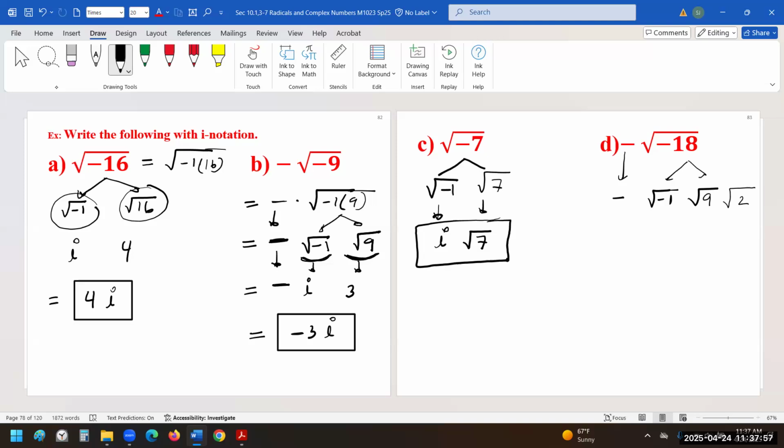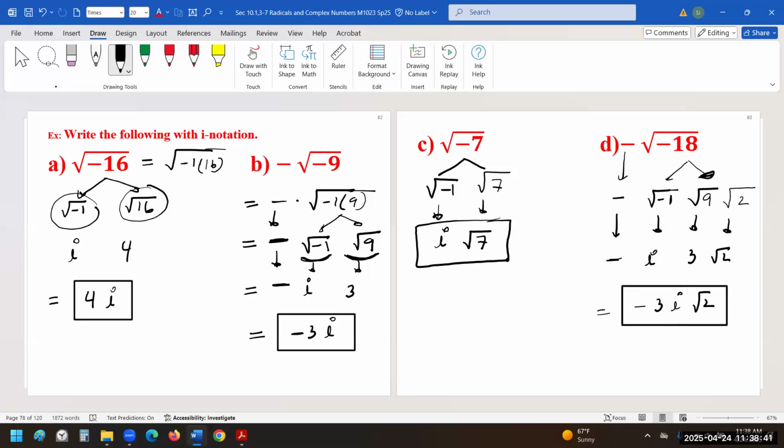So when you have a number that is breakable, that is divisible by a perfect square number, break it down. If it's not breakable, like 7, keep the number. So 18 becomes 2 times 9, so we split into the square root of 9 and square root of 2. This negative stays the same. Square root of -1 becomes i. What is square root of 9? 3. And do we know what square root of 2 is? Radical 2. So we write -3i square root of 2.